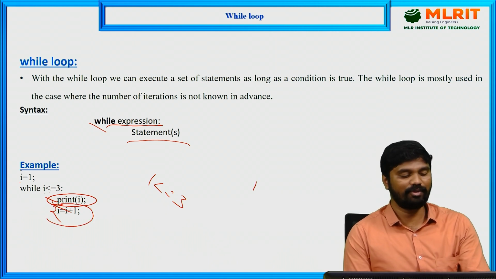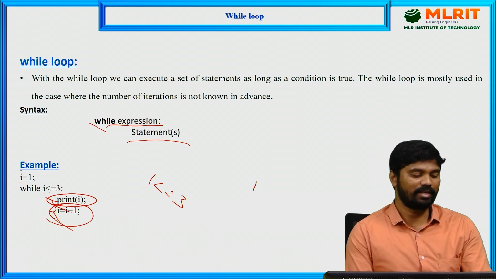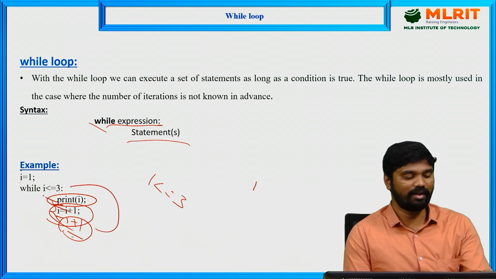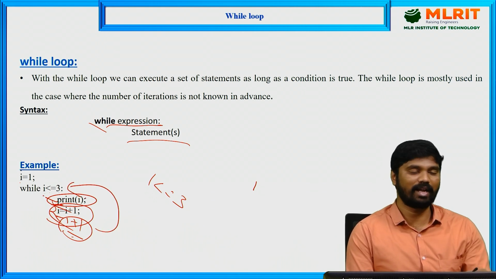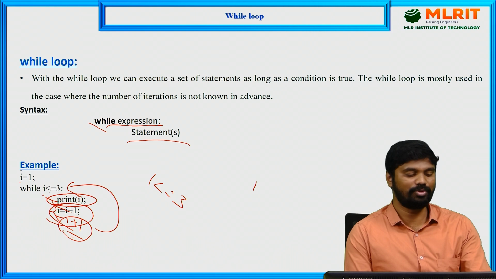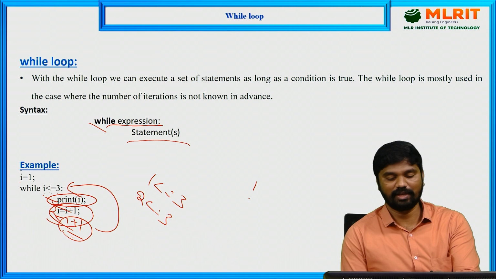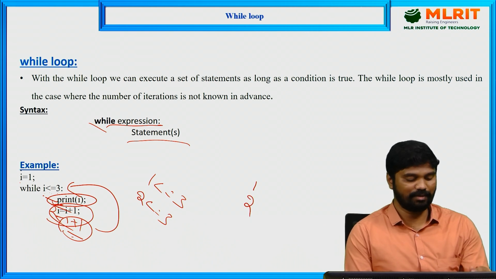After that, here we use incrementing. That is I equals I plus 1. What is the I value? 1. 1 plus 1 is 2, and the value 2 is assigned to I. Now the flow comes back to check the condition. Now the I value is 2. 2 is less than 3, so the condition is true. That's why this statement has to be executed.